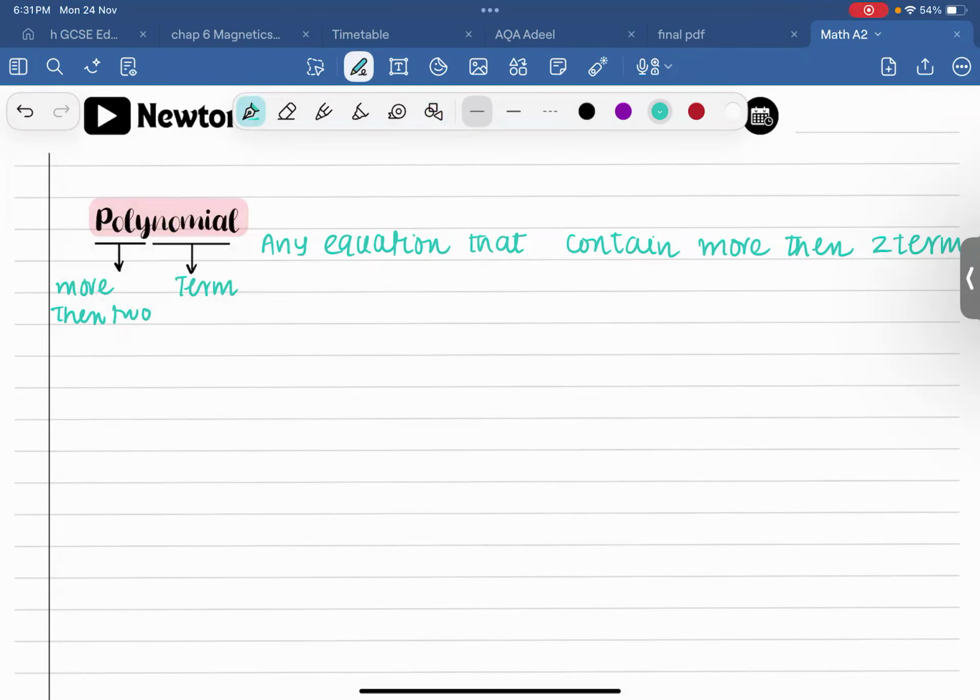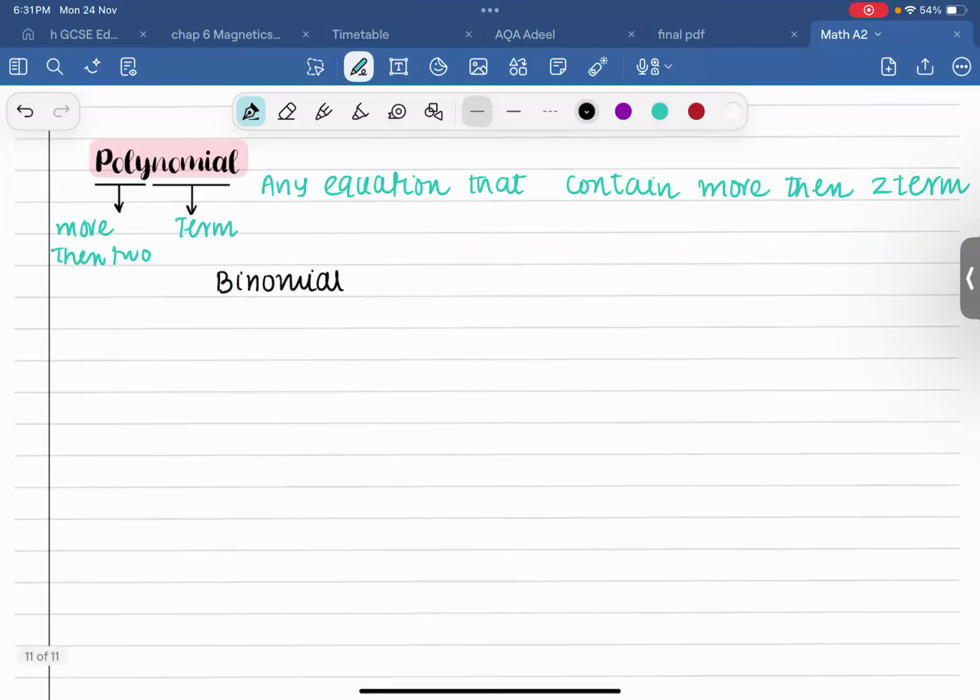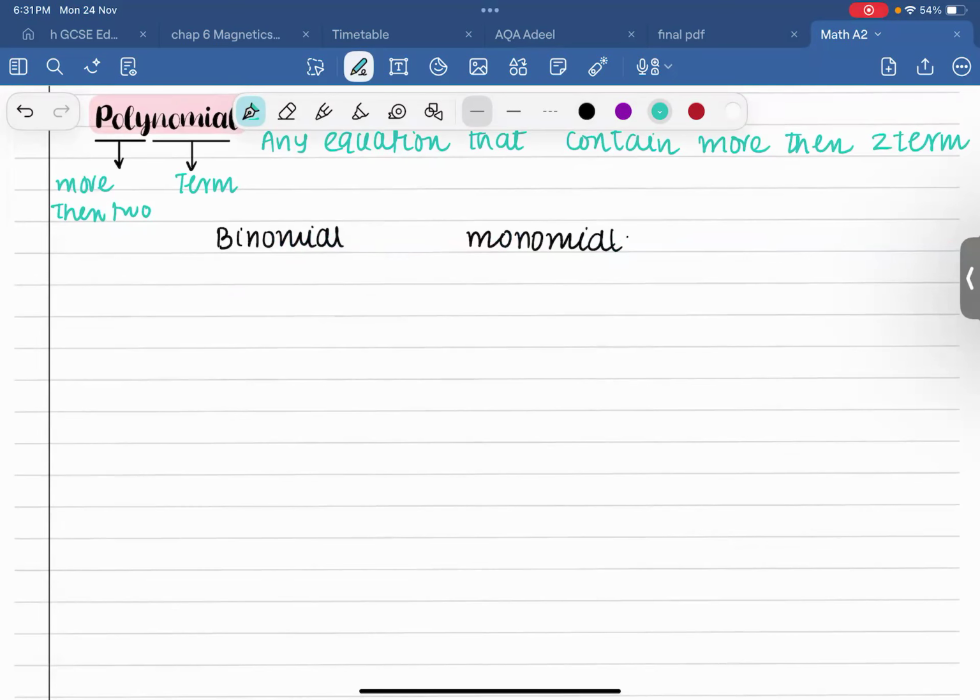You may have heard that there is a binomial and monomial, okay? So binomial is going to be the two-term expression, right? And monomial is going to be a one-term expression, okay? Right? This is the first.